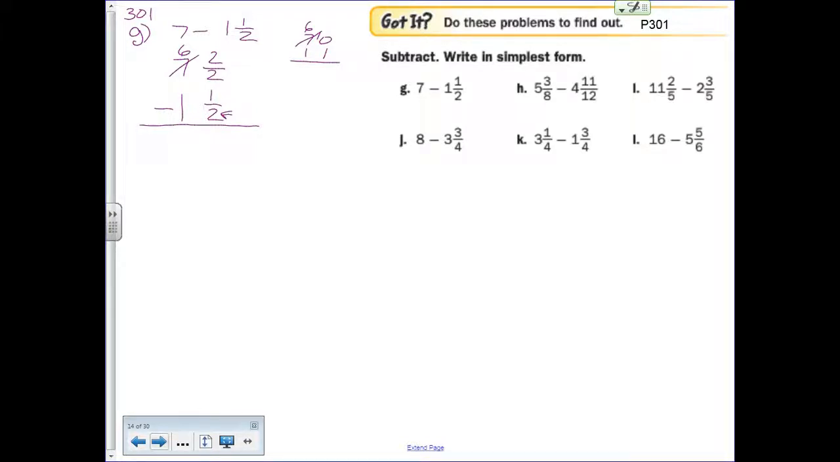2 over 2 minus 1/2 is 1/2. 6 minus 1 is 5. The bigger looking number is positive, so I end up with 5 1/2.